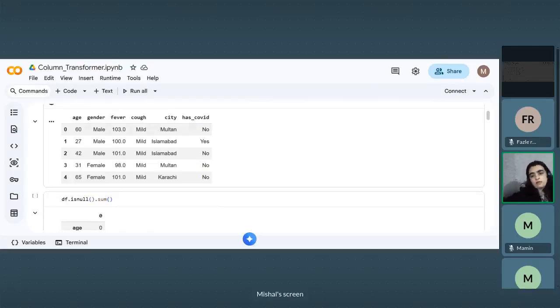Now, maybe any one of you wondered, we also have this column, has COVID, and there we have categorical information, yes or no. We need to do the conversion for this one also.